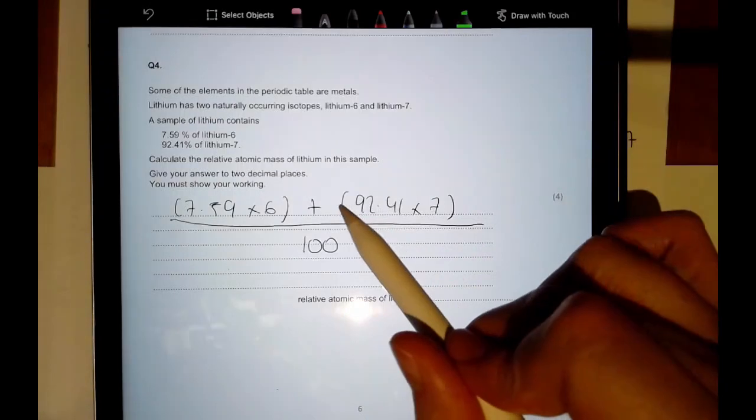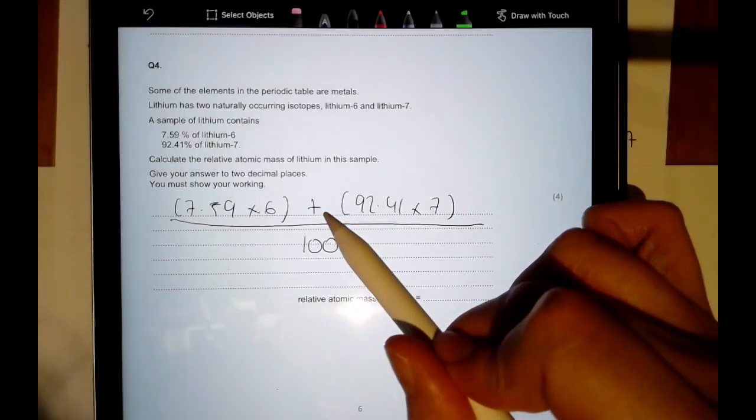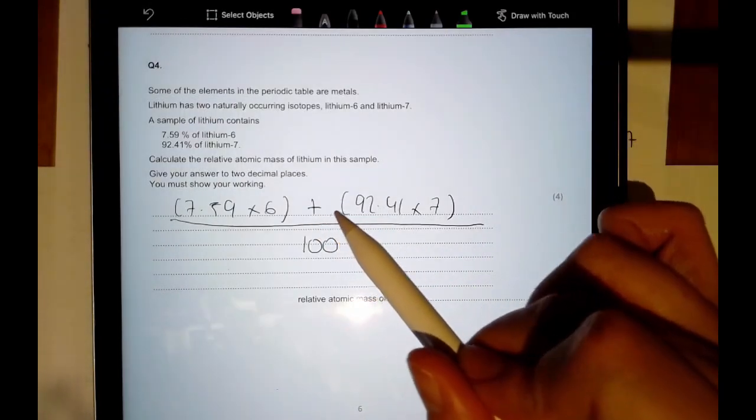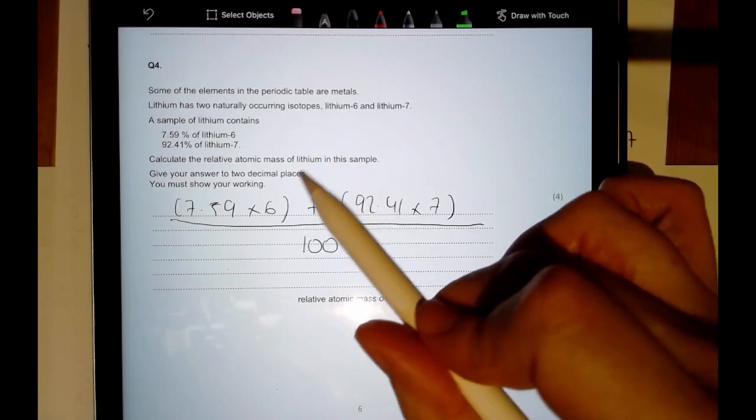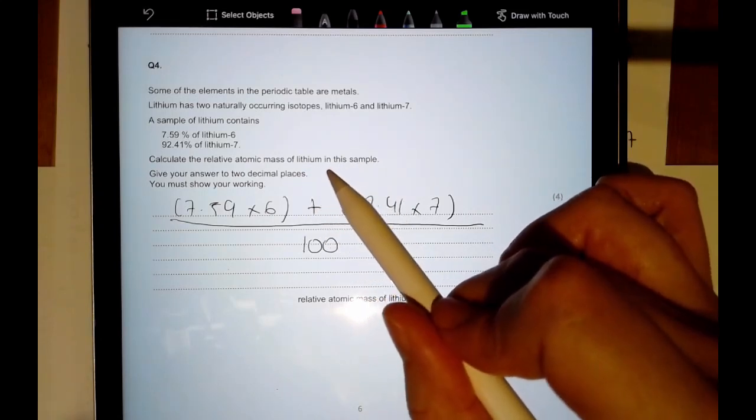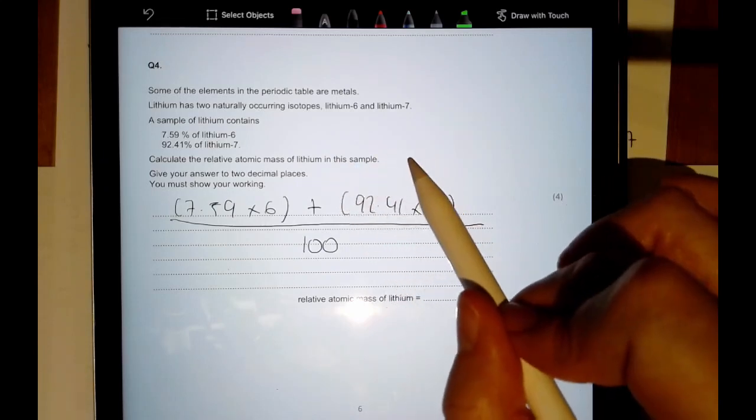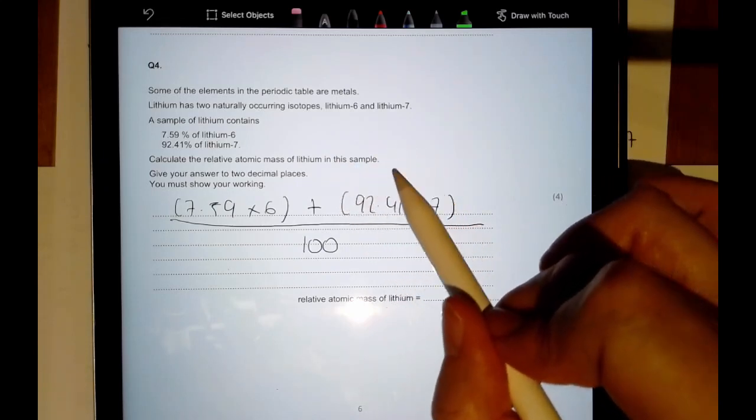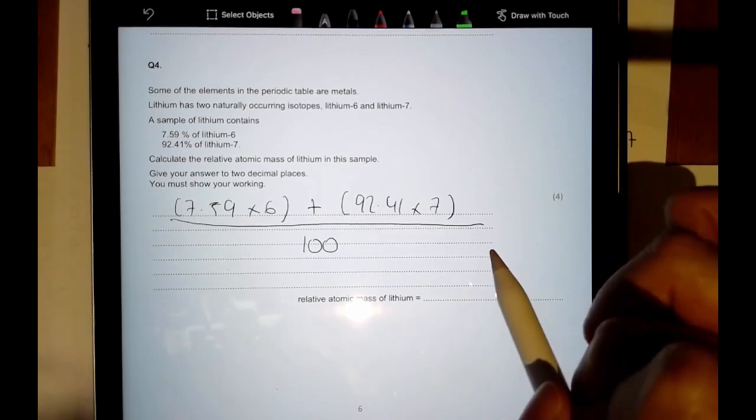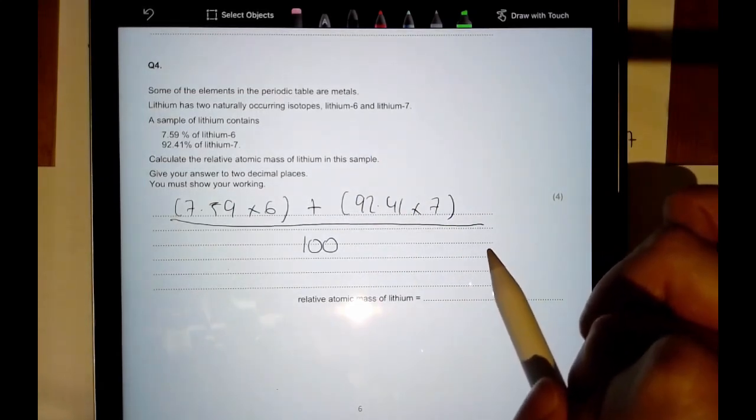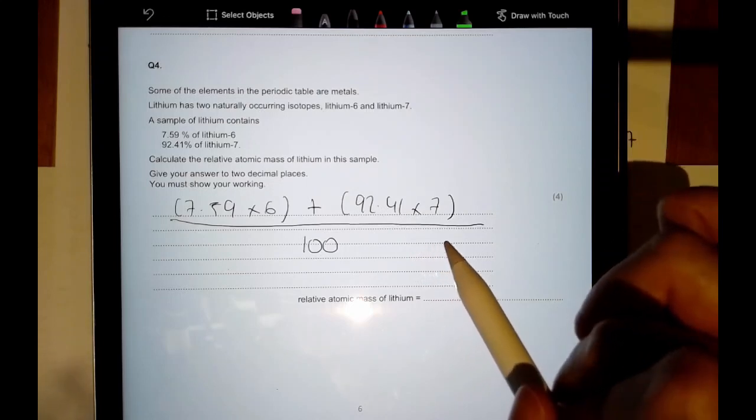Common mistake is students will put a multiplication sign between the two brackets, okay? To check that you're definitely right, use your periodic table. You're trying to work out the relative atomic mass of lithium, okay? On your periodic table, that value is 7. Your answer should be close to 7. It won't be exactly 7, but it should be close to 7. And if it's not, then you have made a mistake.